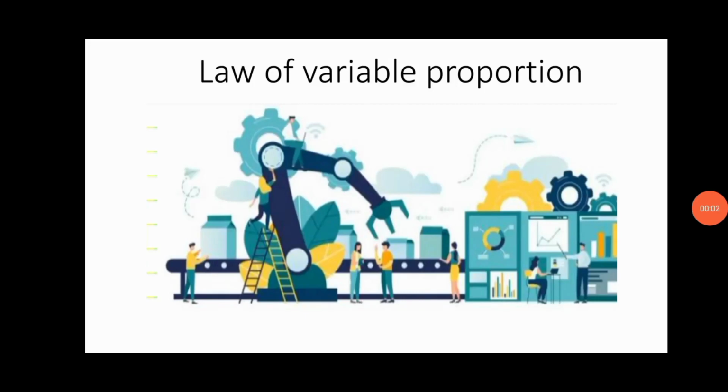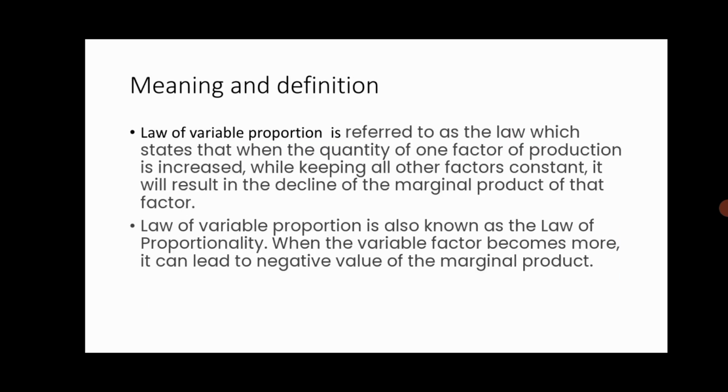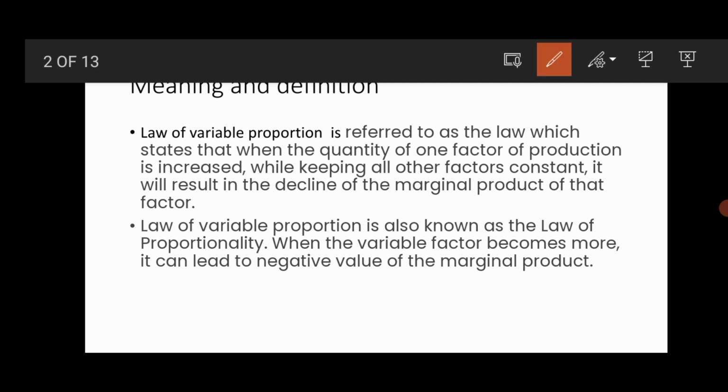Hello everyone. In this video I'm going to discuss the law of variable proportion. First of all, we will see what the law of variable proportion is. The law of variable proportion states that when the quantity of one factor of production is increased while keeping all other factors of production constant, it will result in a decline of the marginal product of that factor.